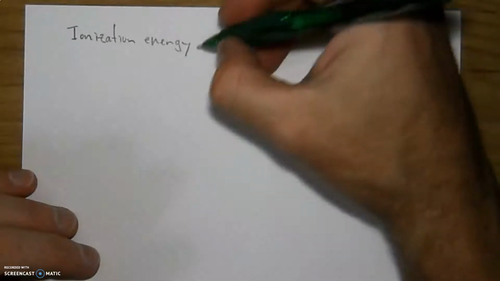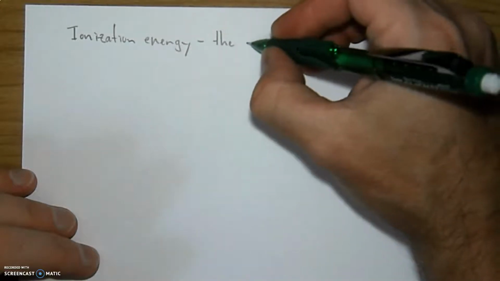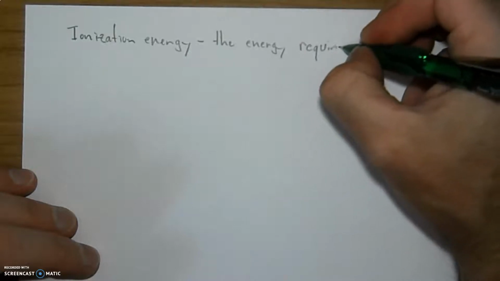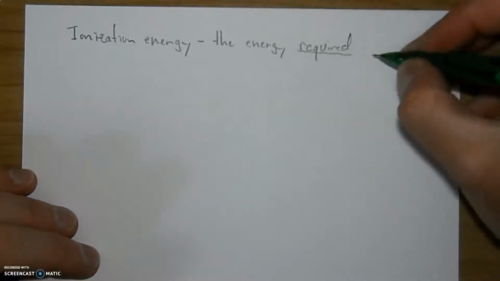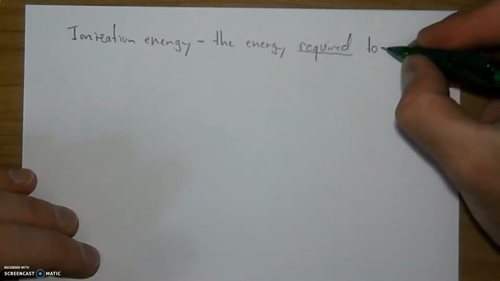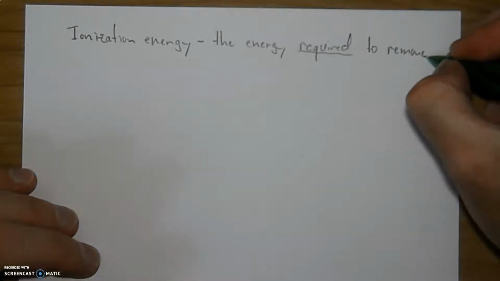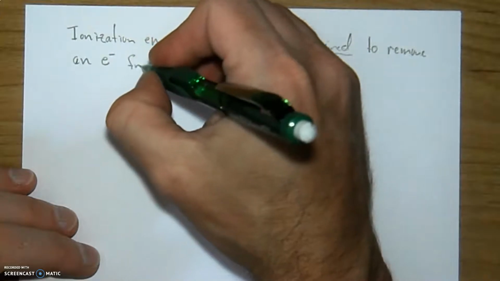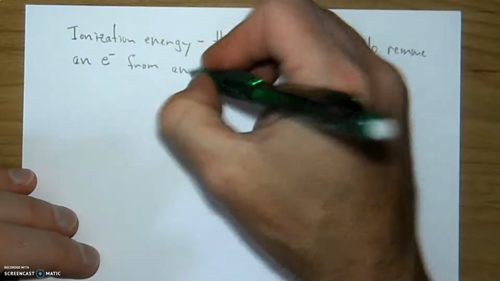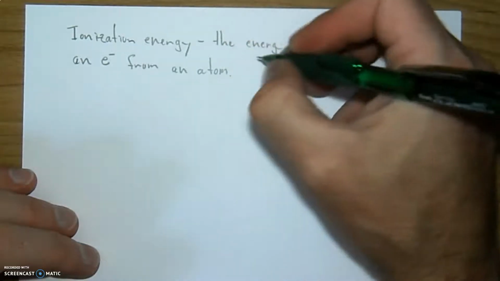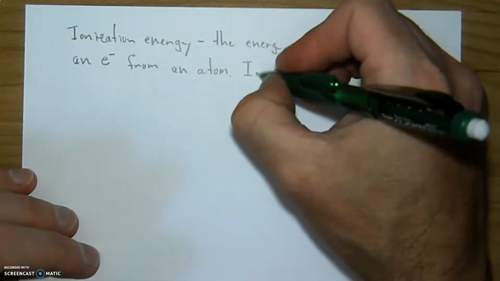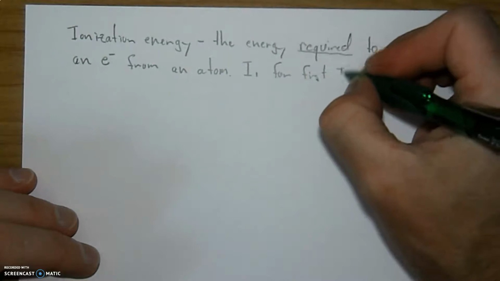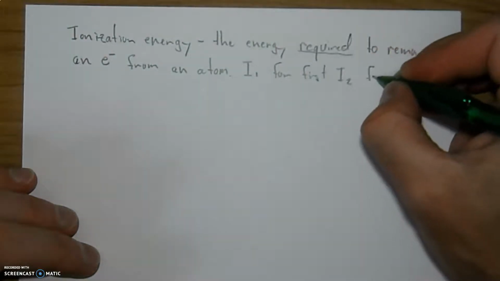So what is ionization energy? It is the energy, keyword, required, not involved, but required, to remove an electron from an atom. So many times we call it I1 for the first, and I2 for the second, and so on.